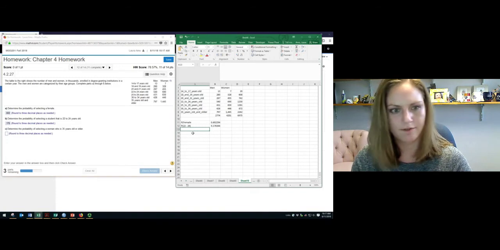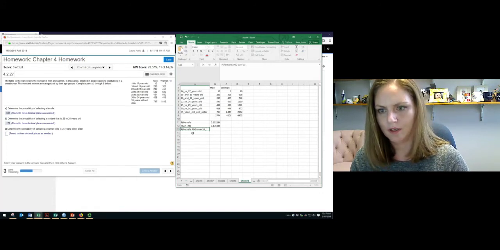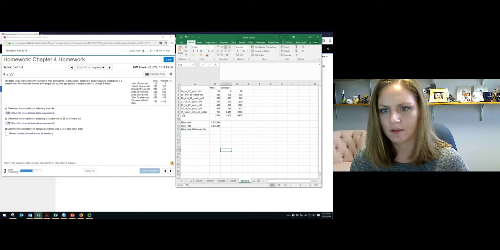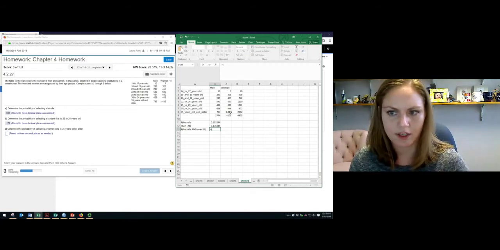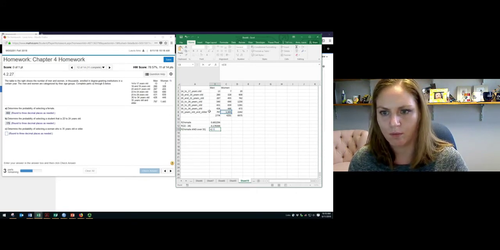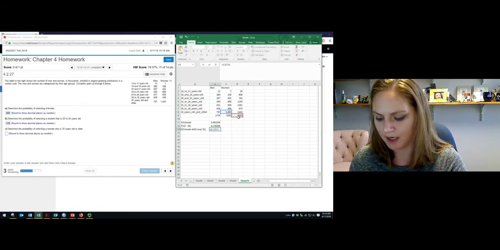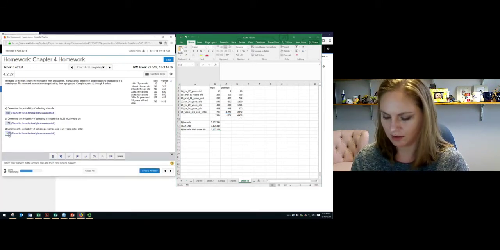35 years or older, a female. So the probability of being female and over 35. 35 years or older and female is going to be this particular value, because what they're saying is she's 35, she's a woman. This is the number of people that fall into that category. Let's divide that by our total. So about 20% of the sample.